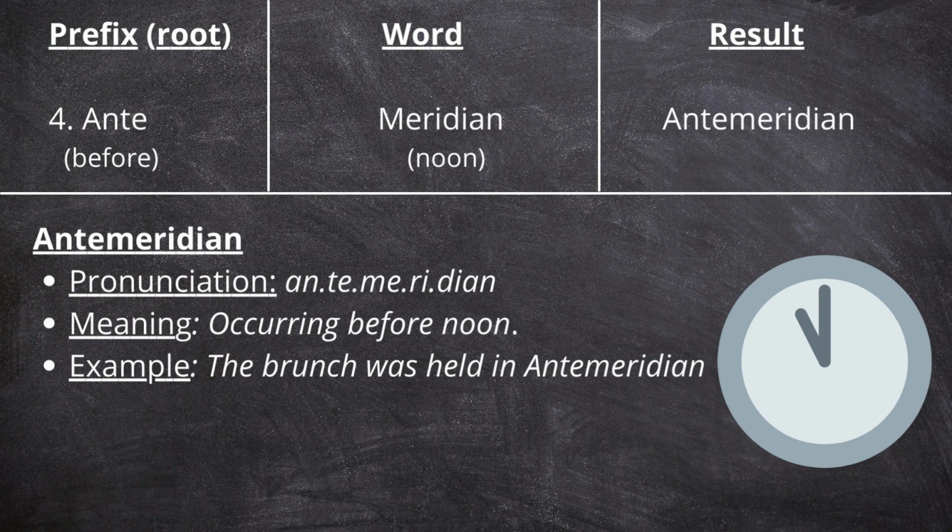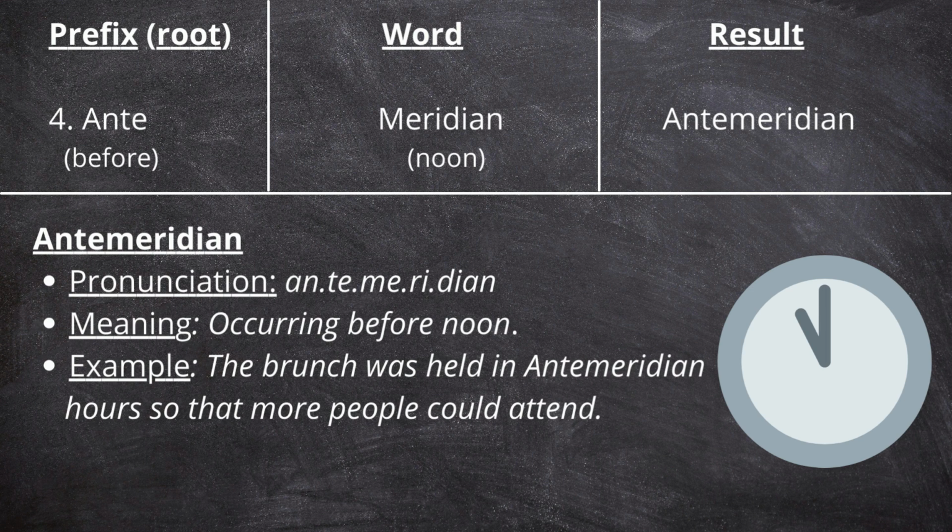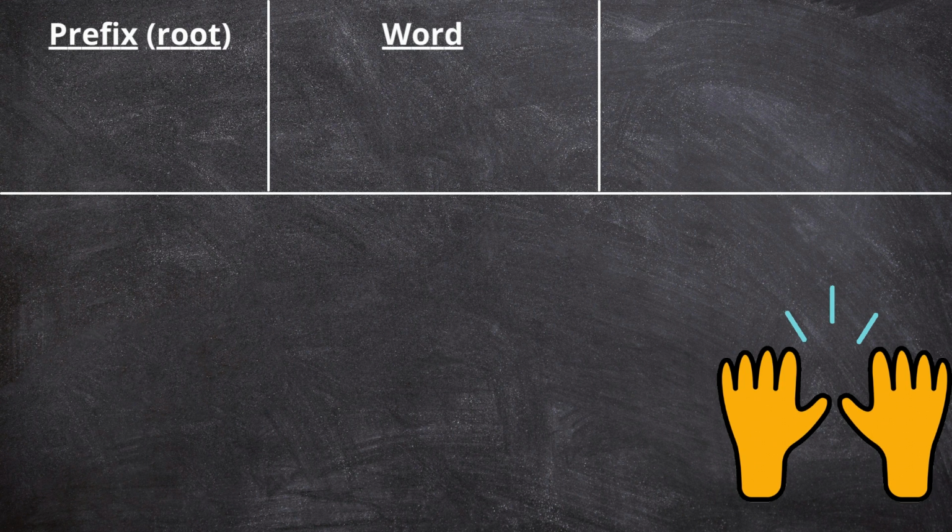The fourth prefix is ante, which means before, and the word is meridian, which means noon. Both put together form antemeridian. Antemeridian is the one which occurs before noon. For example, the brunch was held in antemeridian hours so that more people could attend.